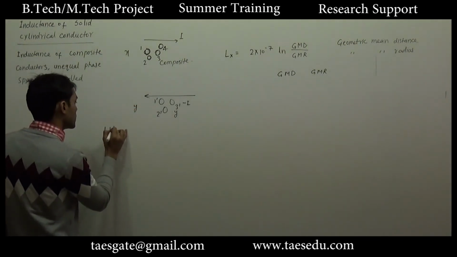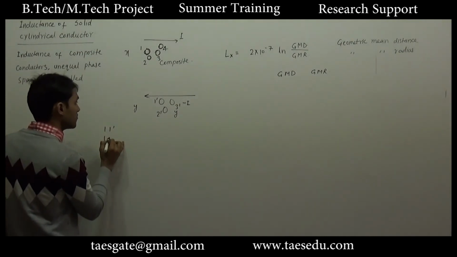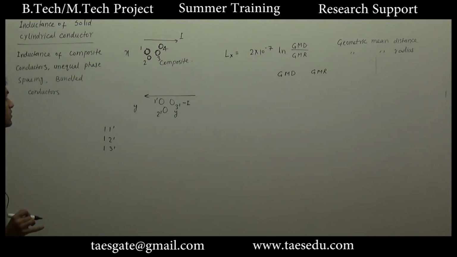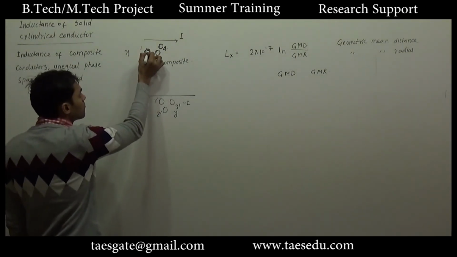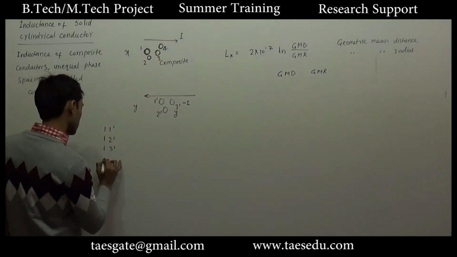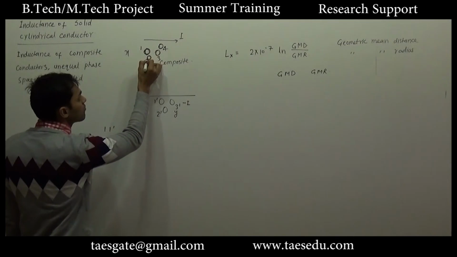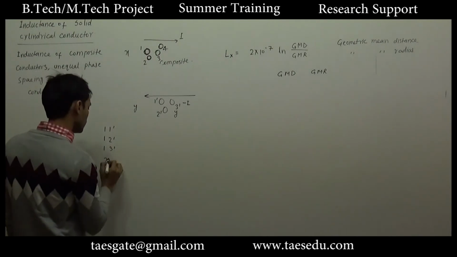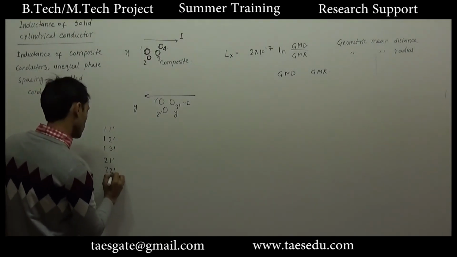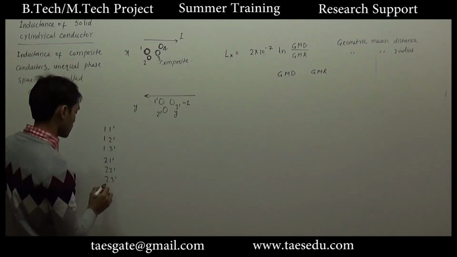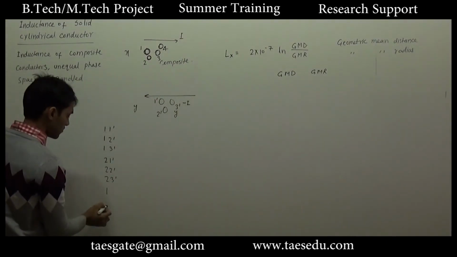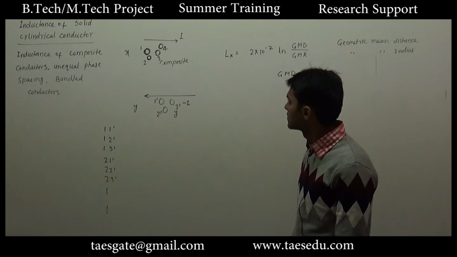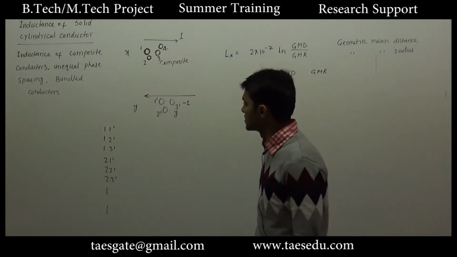So the first distance will be 11 dash. Similarly the second distance will be 12 dash. The third distance will be 13 dash. So from the first conductor we have 3 distances. Similarly from the second strand of X conductor it will be 21 dash, 22 dash, 23 dash. Similarly for the third strand of X and the fourth strand of X. So in total how many distances will we have? 3 for each of 4, that is 12 distances.